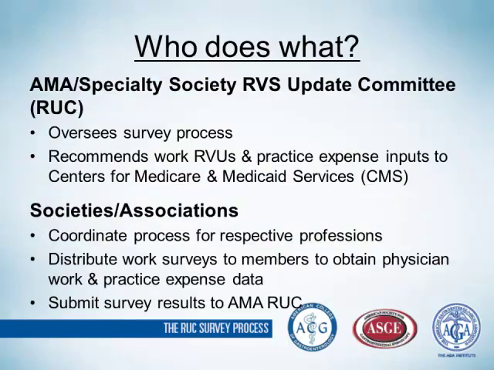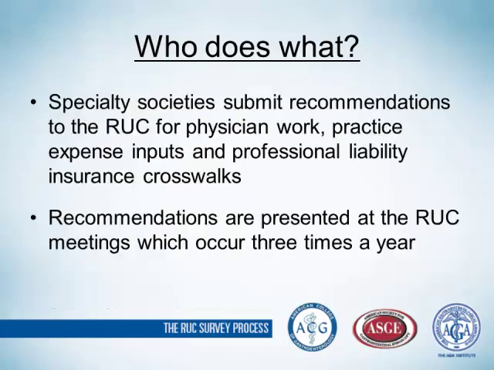So who does what? Well, the AMA Specialty Society RVS Update Committee, or the RUC, oversees the survey process, and they recommend work RVUs and practice expense inputs to Medicare. The specialty societies coordinate the process for the respective professions. We distribute the work surveys to members in order to obtain physician work and practice expense data, and we submit the survey results to the AMA RUC.